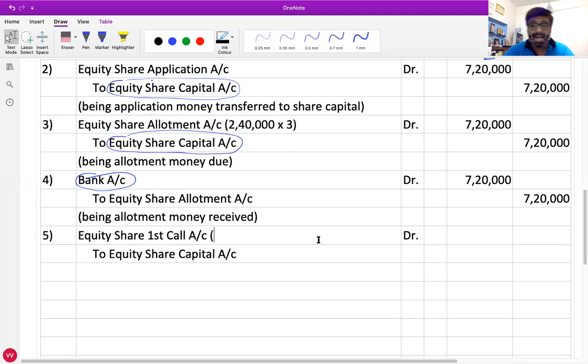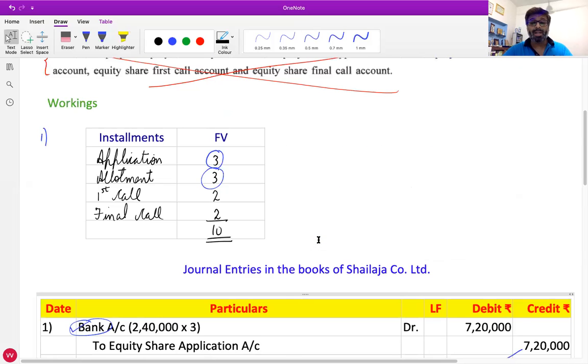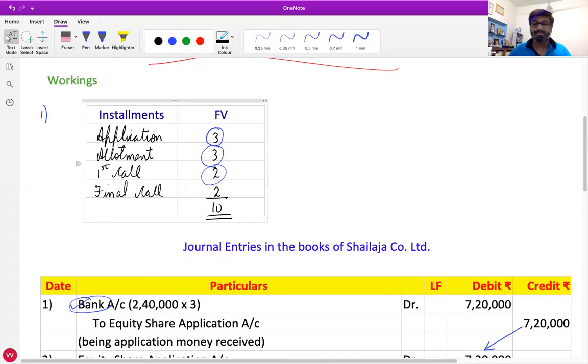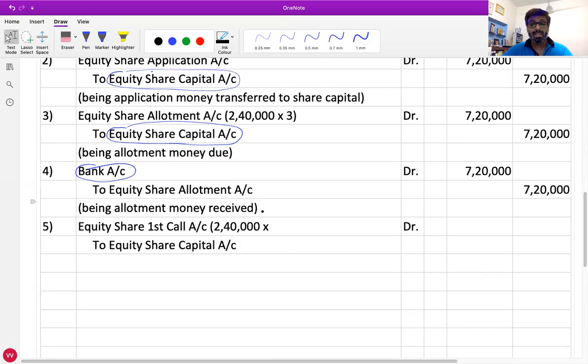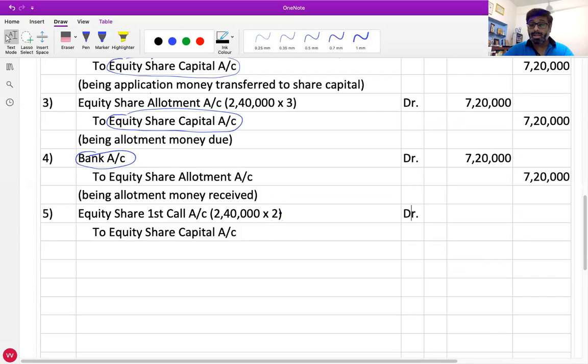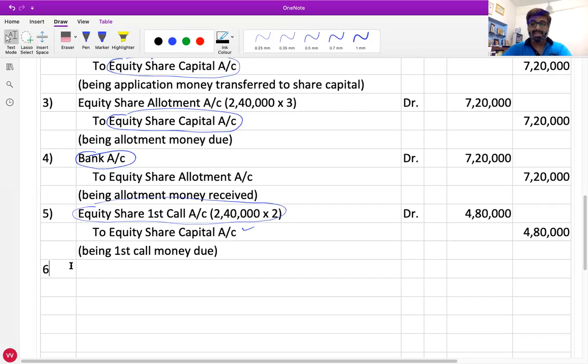Now, how many shares are issued and applications are received by the company? 2,40,000. And how much is first call money? 2 rupees. So 2,40,000 into 2. The amount due is 4,80,000. Did you all understand this? I repeat it. First call money is receivable, debit the receivable. So equity share first call account debit. And because now the public have become shareholders, you directly transfer the money to share capital. Being first call money due. Simple narration. Is everyone clear up till here?